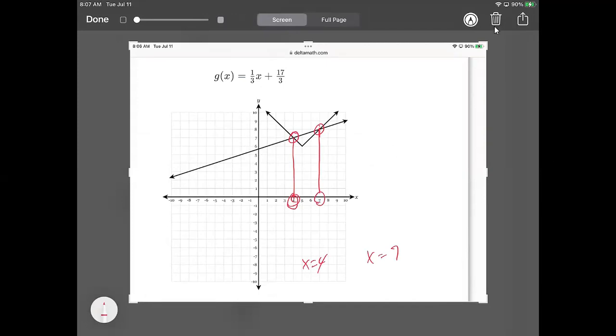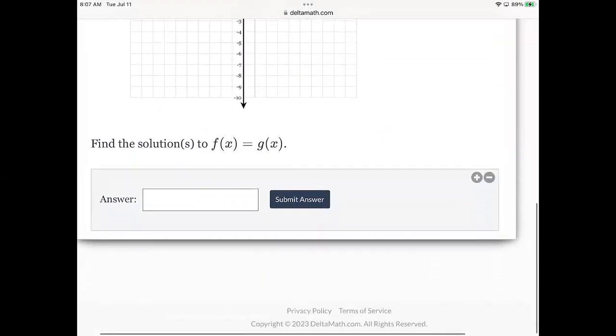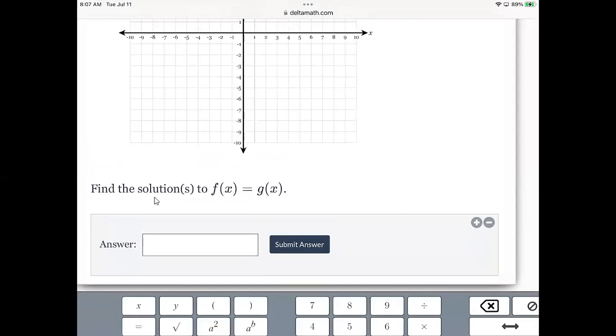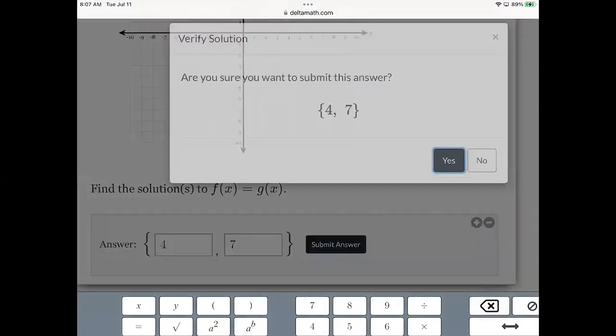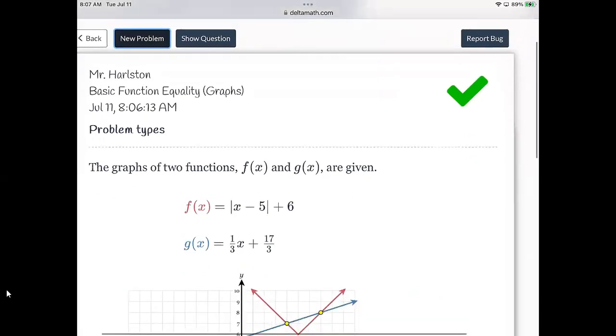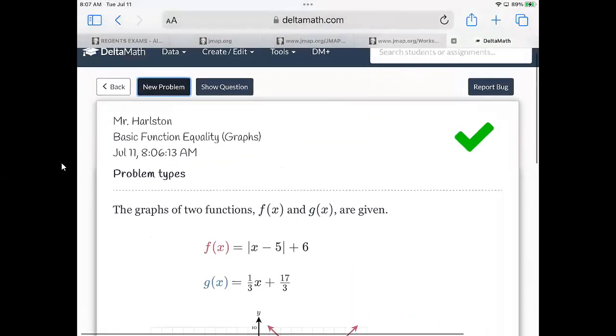So let me get rid of this picture. So we're going to put 7. One of the answers is 7. And then our other answer was 4. I kind of did them backwards. Actually, let's do that. 4. And this one was 7. Submit it. So basically, they're giving you the graphs. You just have to find the x coordinate of the intersections. That's all you're doing. So let's do one more of those.